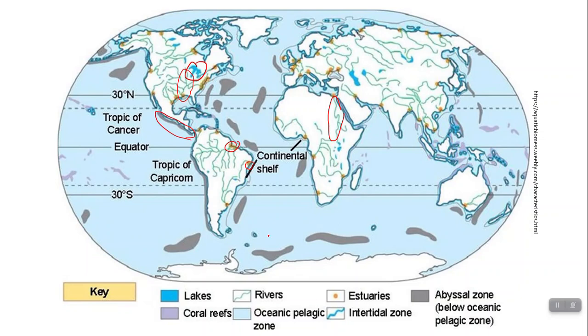Then you have a couple of other zones. The ocean pelagic zone is just open ocean. And then you have the abyssal zone, which is very, very deep. And we're going to talk about each of these individually. And my bad, this is actually the coral reef.